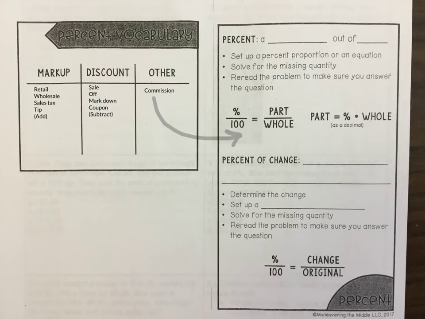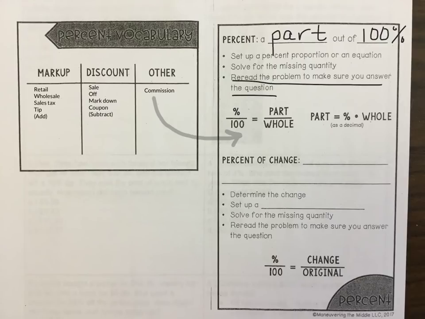A percent is a part out of 100%. So you can set up a percent proportion or an equation to solve for the missing quantity, and make sure you reread the problem to make sure you answered the question. Sometimes there's more than one step.